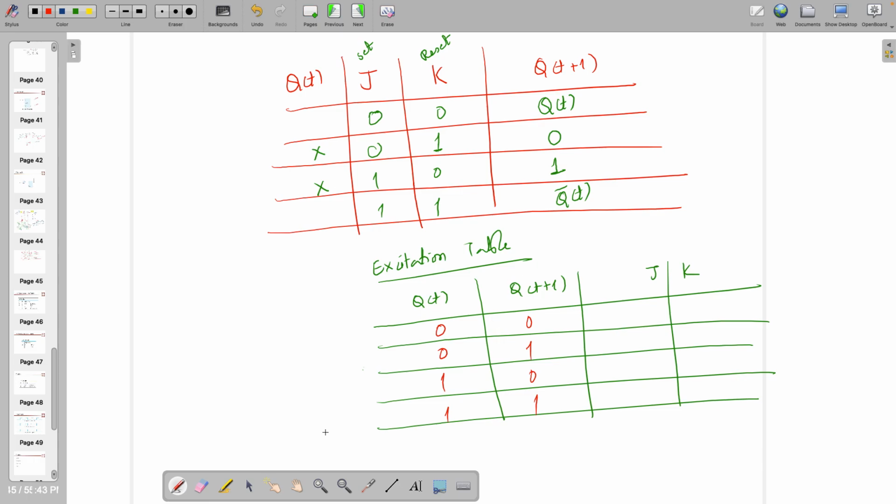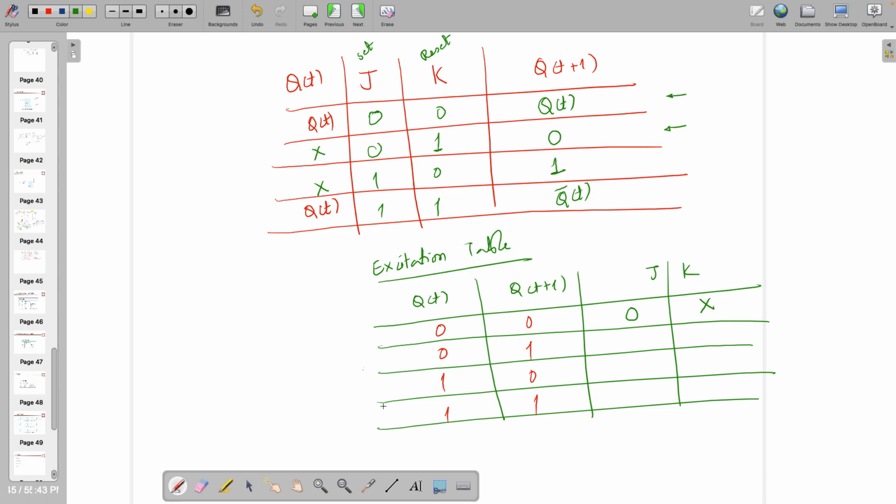Second one, which one? If Q of t, so here also Q of t, here also Q of t. So we have two possibilities. Can you see? This and this. So what will be the answer? What should I write here? 0, don't care, right? If 0 1 is there, then what should I write? 0 1.